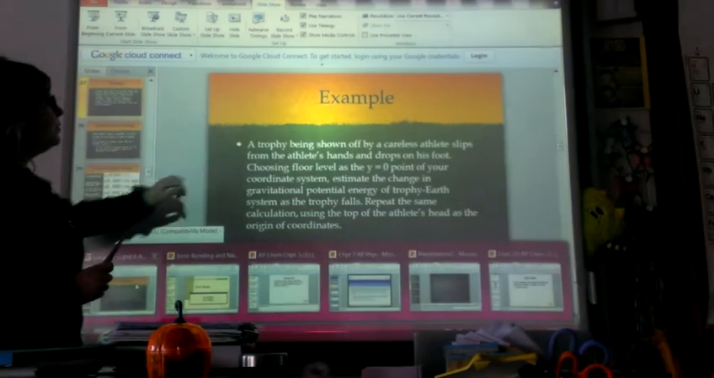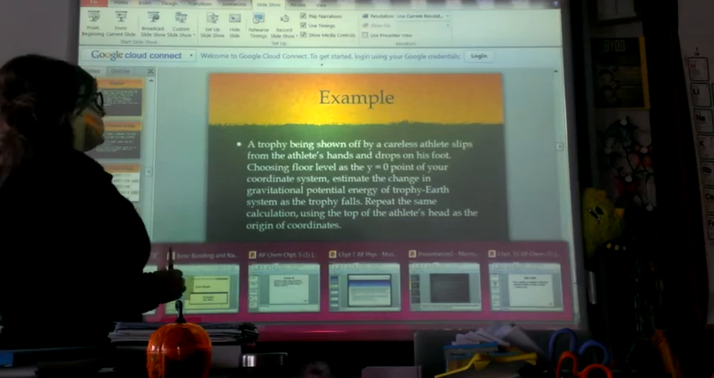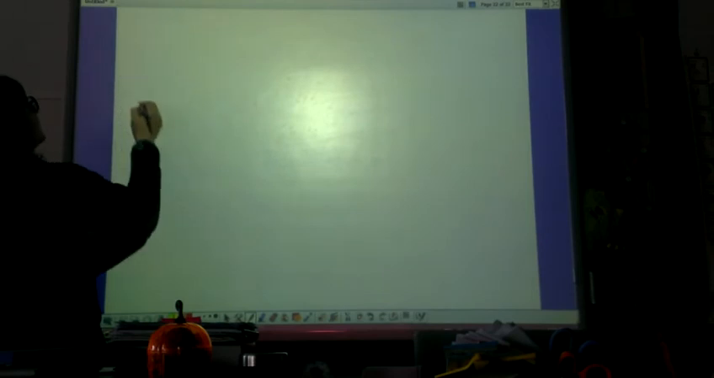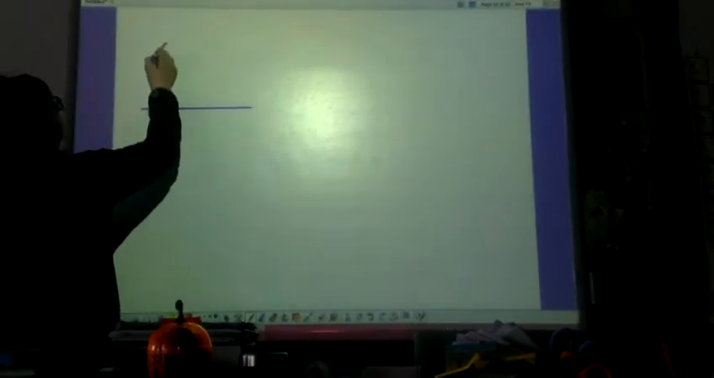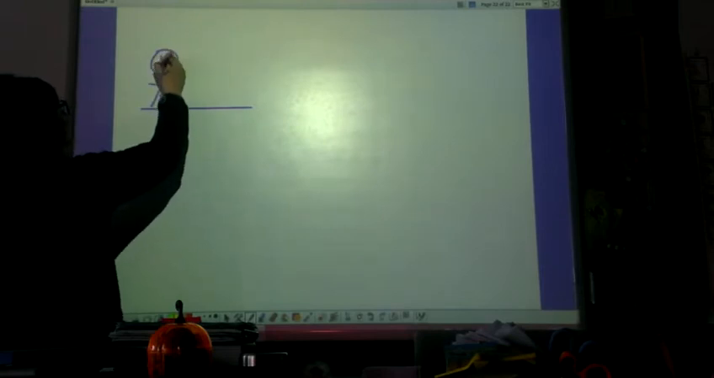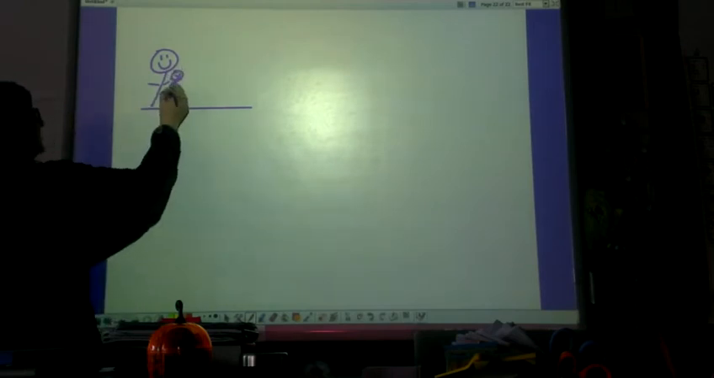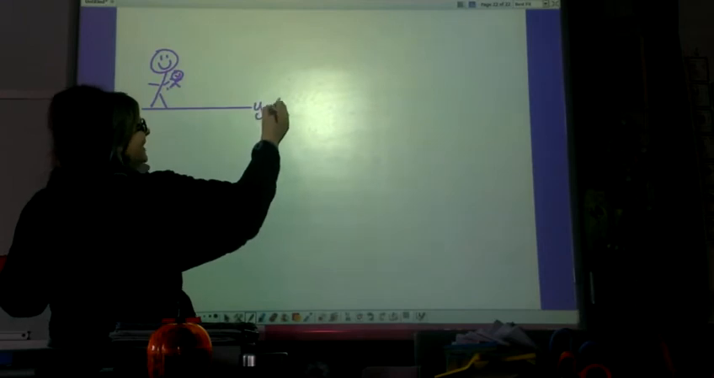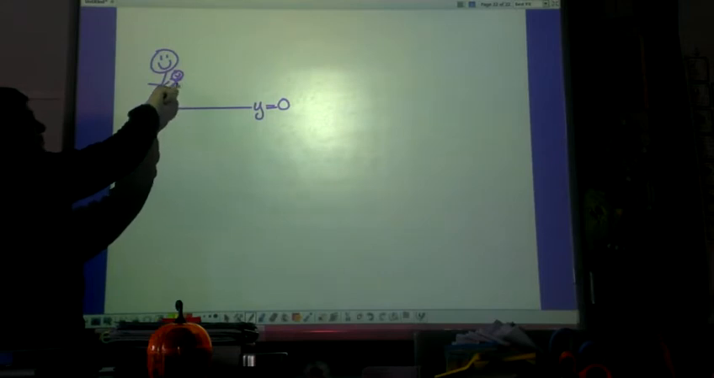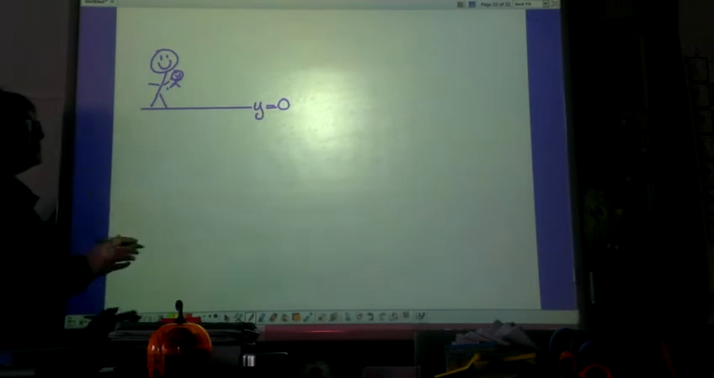So I am holding a trophy, it slips out of my hands, drops on my foot. And now I'm saying the floor is going to be where y equals 0. Here's my trophy. The floor is where y is going to be equal to 0. Okay? This is going to be the athlete. Here's my little trophy.